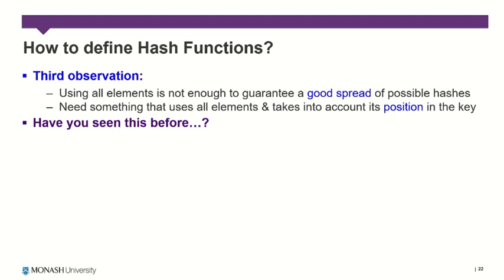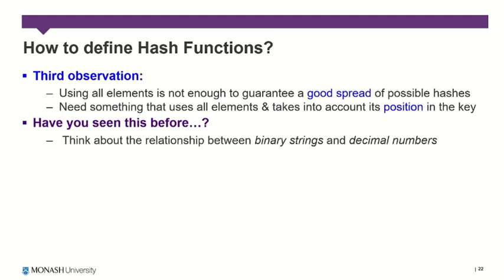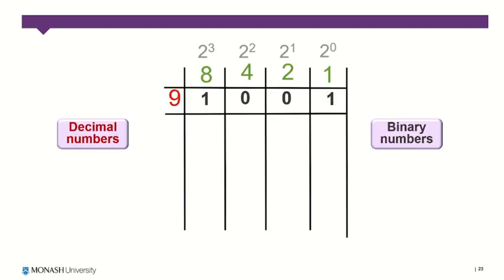Have we seen this before? Think about the relationship between binary strings and decimal numbers. If we look at decimal numbers, for example, we've got 9, we know that's made up of 8 plus 1, if you're considering the binary. So each position has a different positional value. The rightmost is 2 to the power 0, next one is 2 power 1, 2 power 2, 2 power 3.